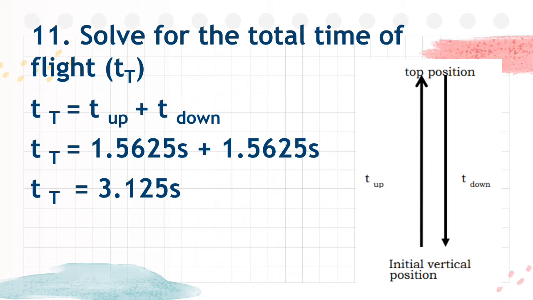For number 11, solve for the total time of flight. To solve for the total time of flight, we combine the time upward and the time downward of the projectile. The time upward equals the time downward. Since we have already identified the value of our t up, we are just going to copy its value to be our t down since the time upward equals the time downward. Hence, total time of flight is equal to t up plus t down. Substituting the value of our t up and t down, total time of flight is equal to 1.5625 seconds plus 1.5625 seconds. Total time of flight is equal to 3.125 seconds.